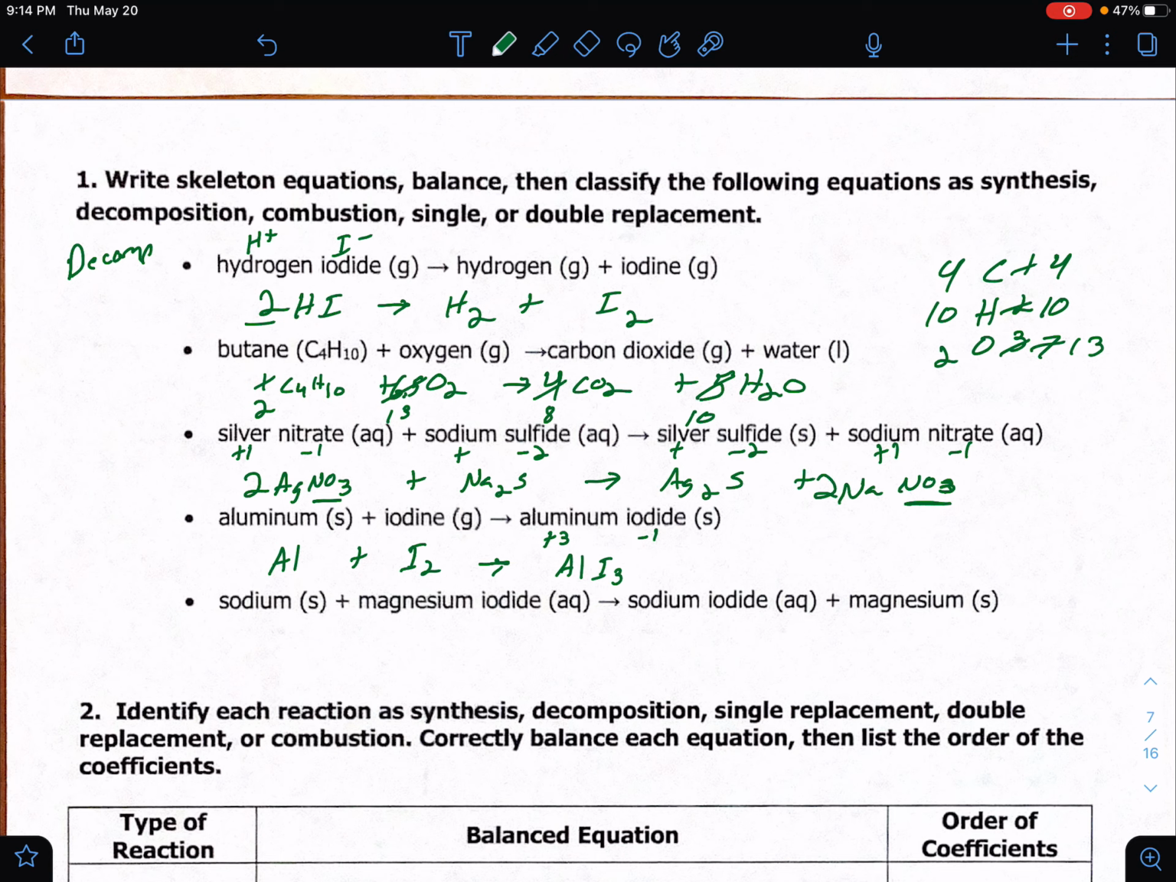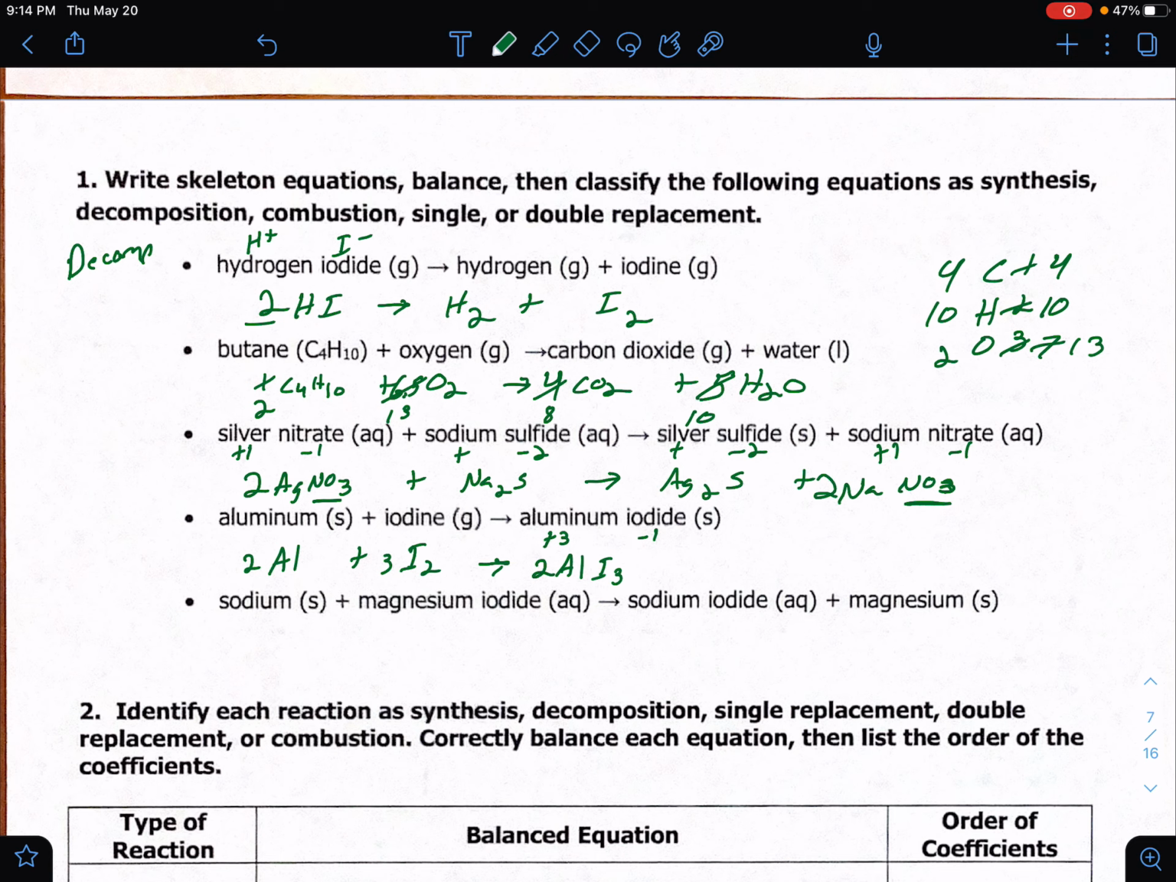Okay, so I'm going to take a look at my balancing. I've got 2 iodines on the left, 3 on the right. So what I'm going to do is multiply the iodine by 3 to get to 6, and I'm going to multiply the AlI3 by 2 to get the iodines to 6, because 3 can't go into 2 and 2 can't go into 3, so I had to get them both to 6. Okay, so that fixes my iodines, and now I have 2 aluminums on the right, only 1 on the left, so I'm going to put a 2 in front of this.